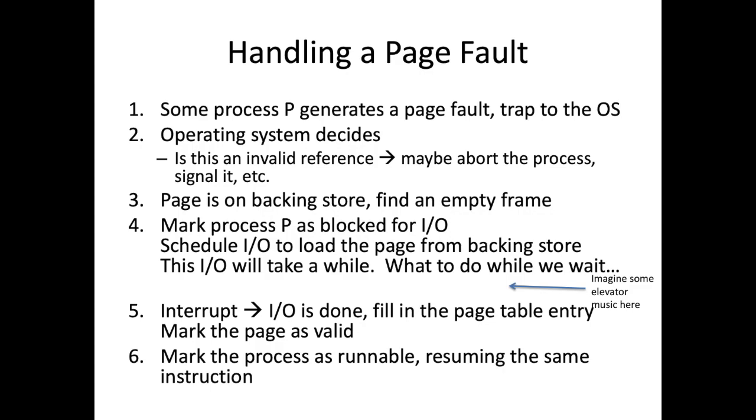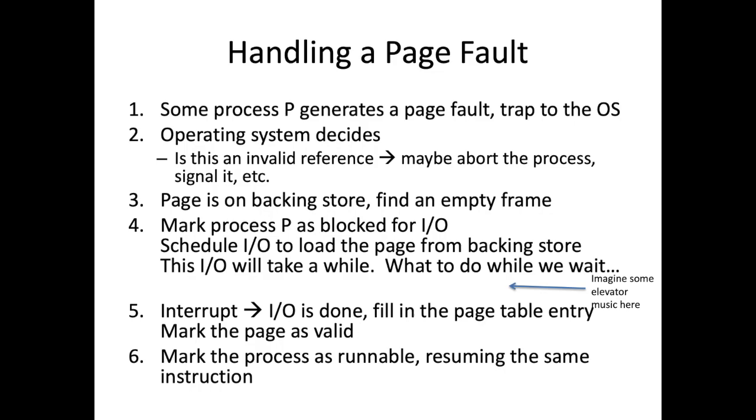This process should be runnable now, so let me get it ready to resume executing. That's going to mean fixing up its page table. Previously, the page that it just page faulted on was marked as invalid, but now that that page is memory resident, we can mark it as valid, and then we can let the process resume running. That'll usually mean marking it as runnable, and then maybe putting it back on the ready queue. When it resumes running, it'll rerun the same instruction. When it was trying to execute that instruction, it page faulted, so we'll give it another chance to rerun that same machine instruction.